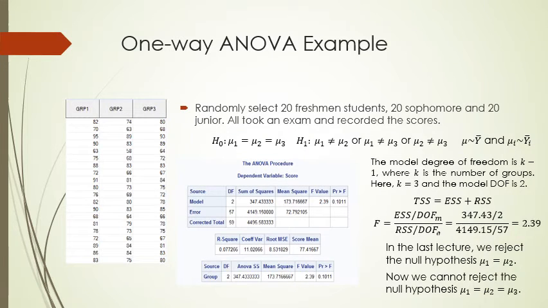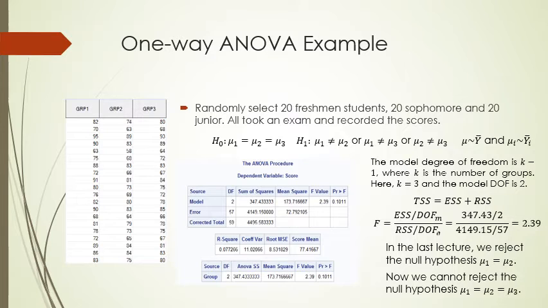In this slide, we have an example modified from the one used in the last lecture. We randomly selected 20 students from freshman, 20 from sophomore, and 20 from junior. All students took an exam and recorded the exam scores. We would like to know if students in different grades may have different performance in the exam.